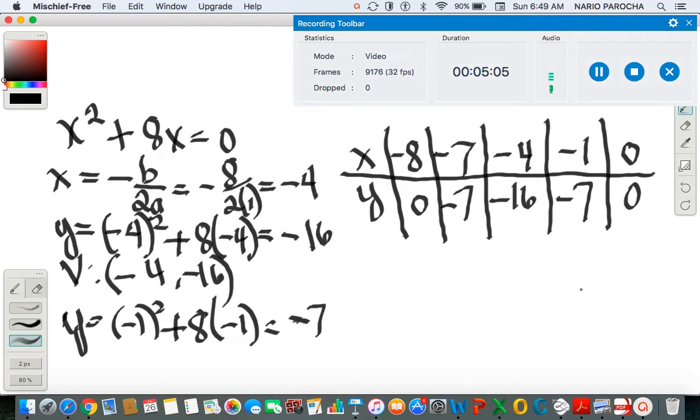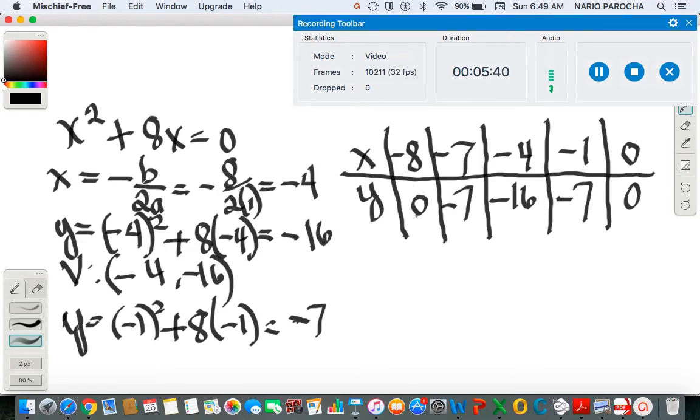Our table of values is complete, and we can see right here that the zeros of the quadratic equation are at x is equal to 0 and x is equal to negative 8. Those are also the roots of the quadratic equation, and therefore they are the solutions.